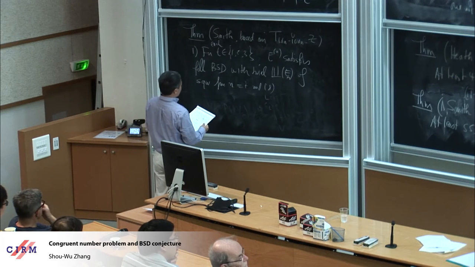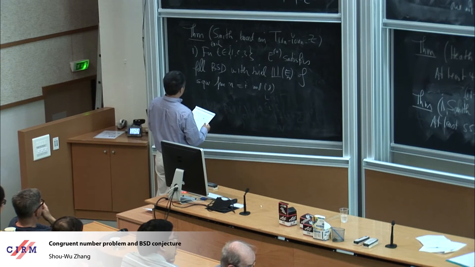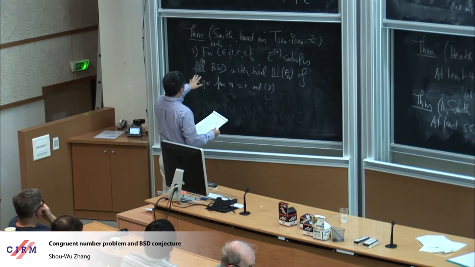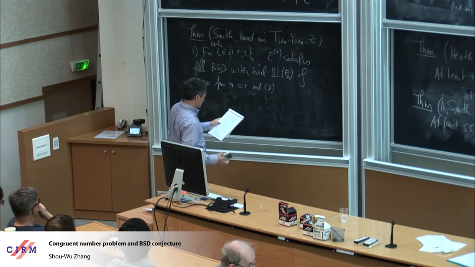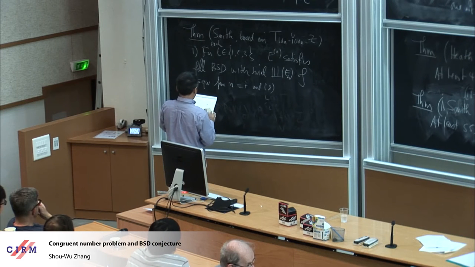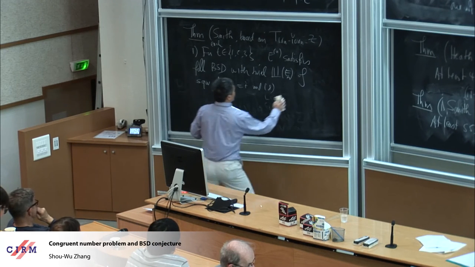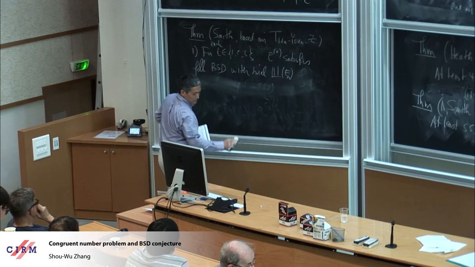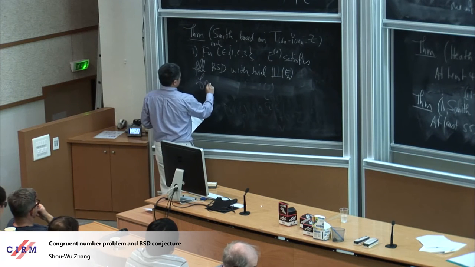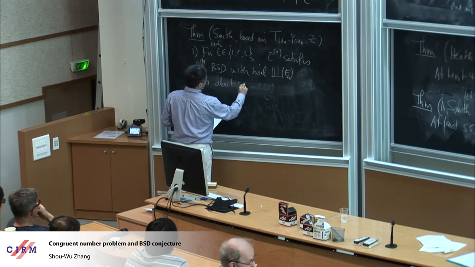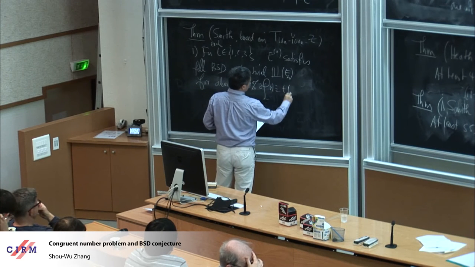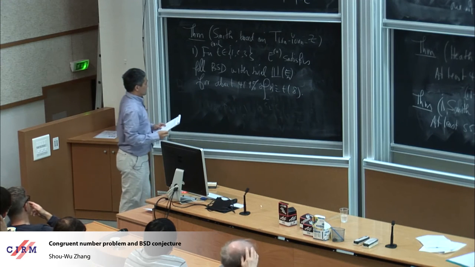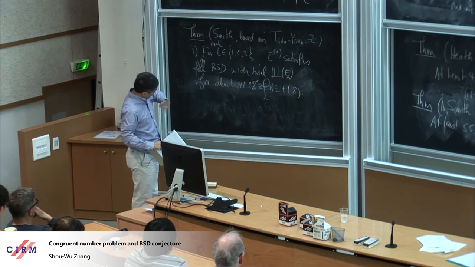I have to say it properly. Let me try to write it: E_n satisfies this, with a trivial Sha, for a proportion of n congruent to T mod 8. So this is what I try to say. Actually, this is exactly density.